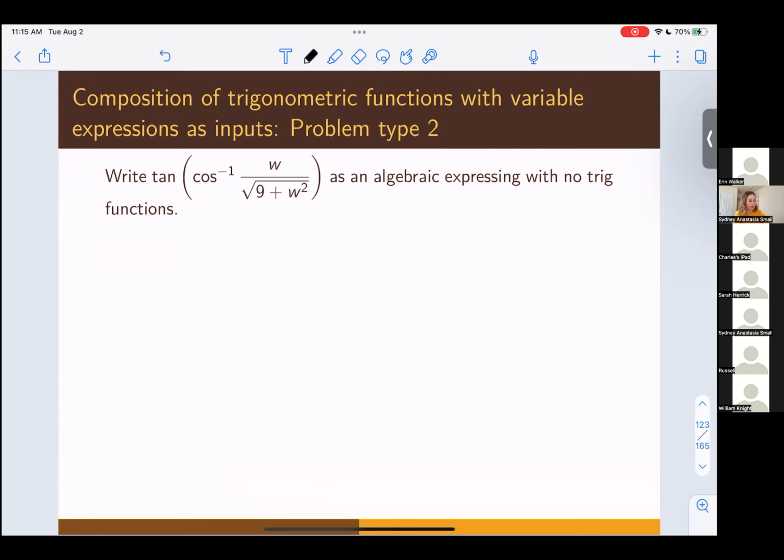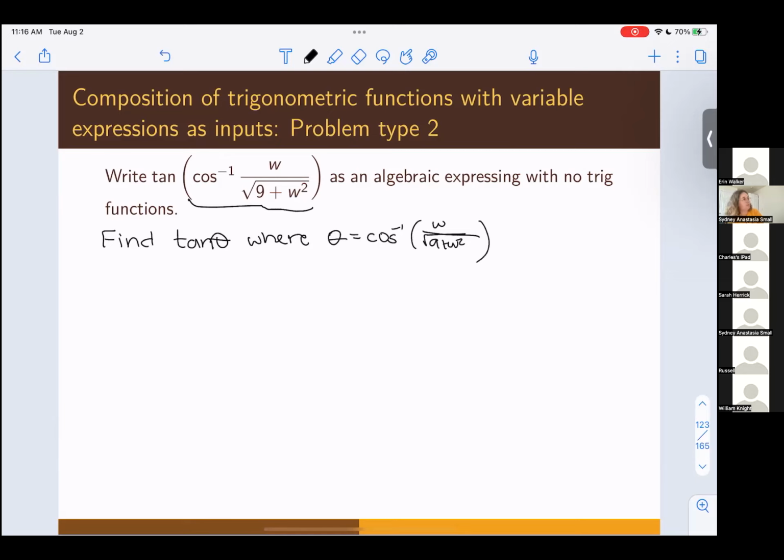I'm trying to find the tangent of some angle theta, where theta is equal to the inverse cosine of w over the square root of 9 plus w squared. So taking the cosine of both sides just to get rid of that nasty inverse cosine, I have that the cosine of theta is w over the square root of 9 plus w squared.